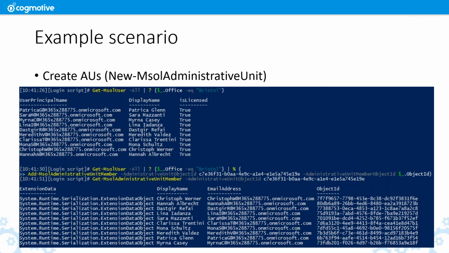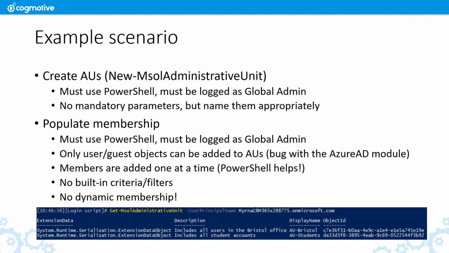And the last example that I have there is handling the membership for the students AU. For students, we don't have any easy way to designate them, so I'm adding them one at a time, which is the basic example of usage of the commandlet. And this screenshot here illustrates that a user indeed can be a member of more than one administrative unit. Again, this is one of the differences compared to organizational units. Next slide, please.